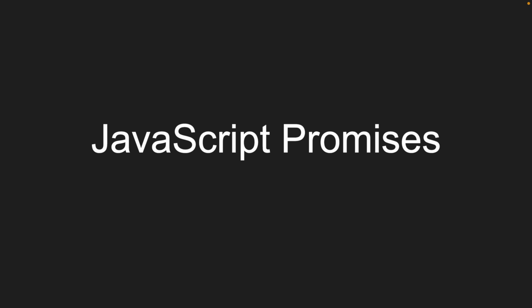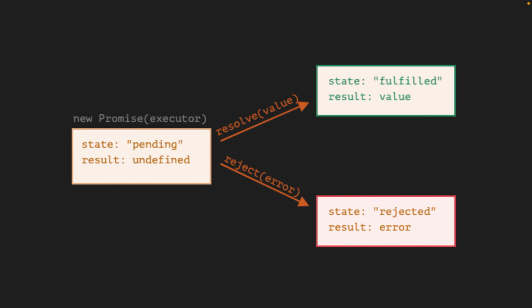In this video, I'll introduce you to JavaScript promises, a powerful way to simplify asynchronous code, making it more readable and easier to understand. A promise in JavaScript represents the result of an asynchronous operation. It is an object that can be in one of three states.